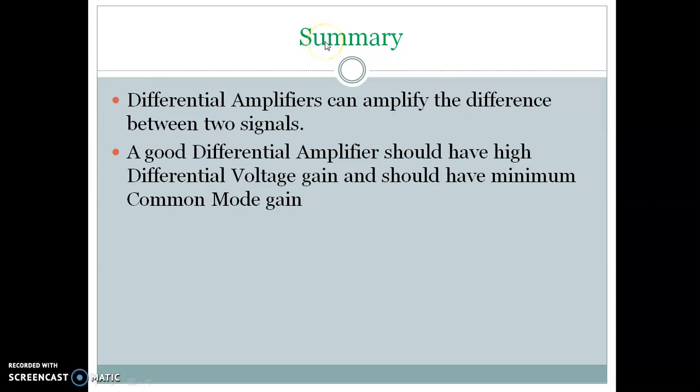So far, to summarize what we have seen: differential amplifiers are amplifiers which amplify the difference between two signals. And a good differential amplifier should have a very high differential voltage gain and minimum common mode gain.